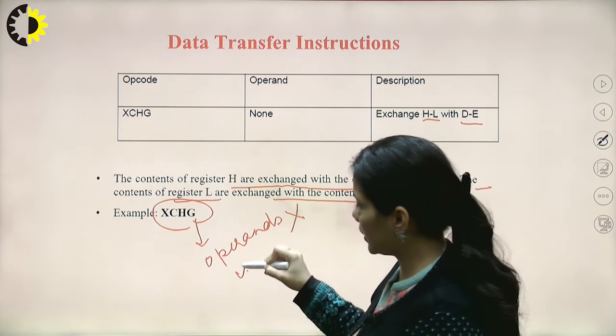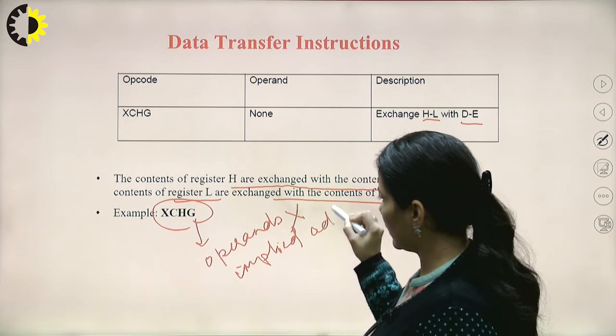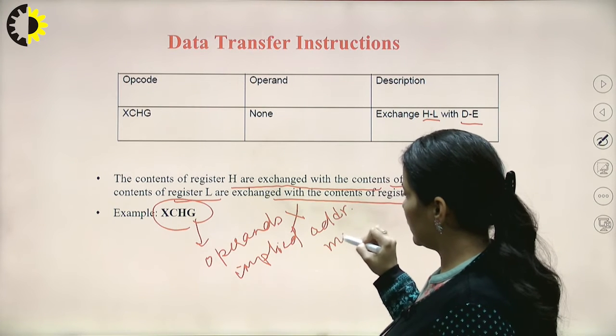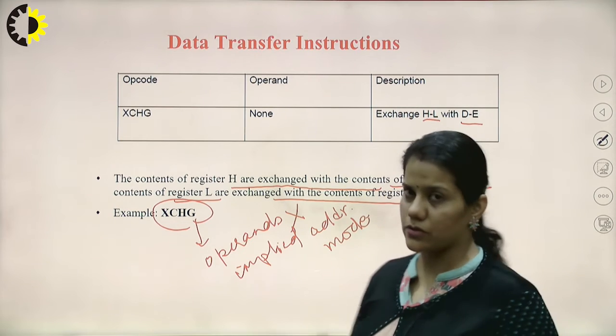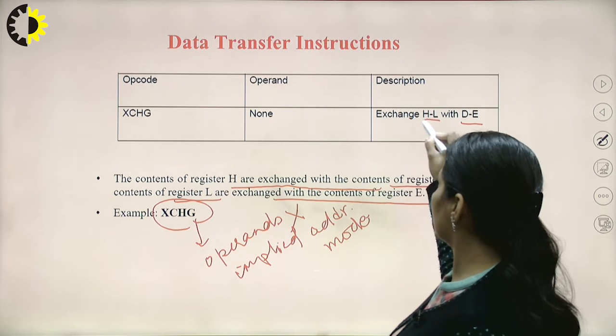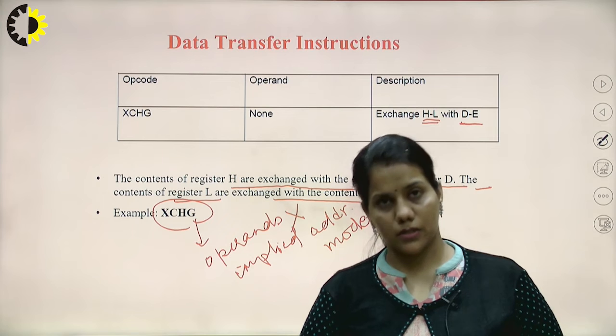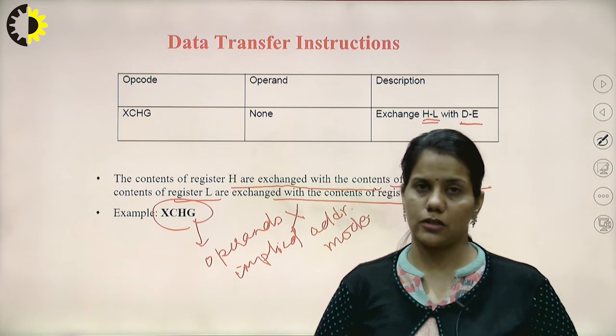So we can say that this is an implied addressing mode instruction. The operands are well understood in the instruction itself. So it will exchange the contents of HL and DE only. No other register pair will be entertained in this exchange instruction.